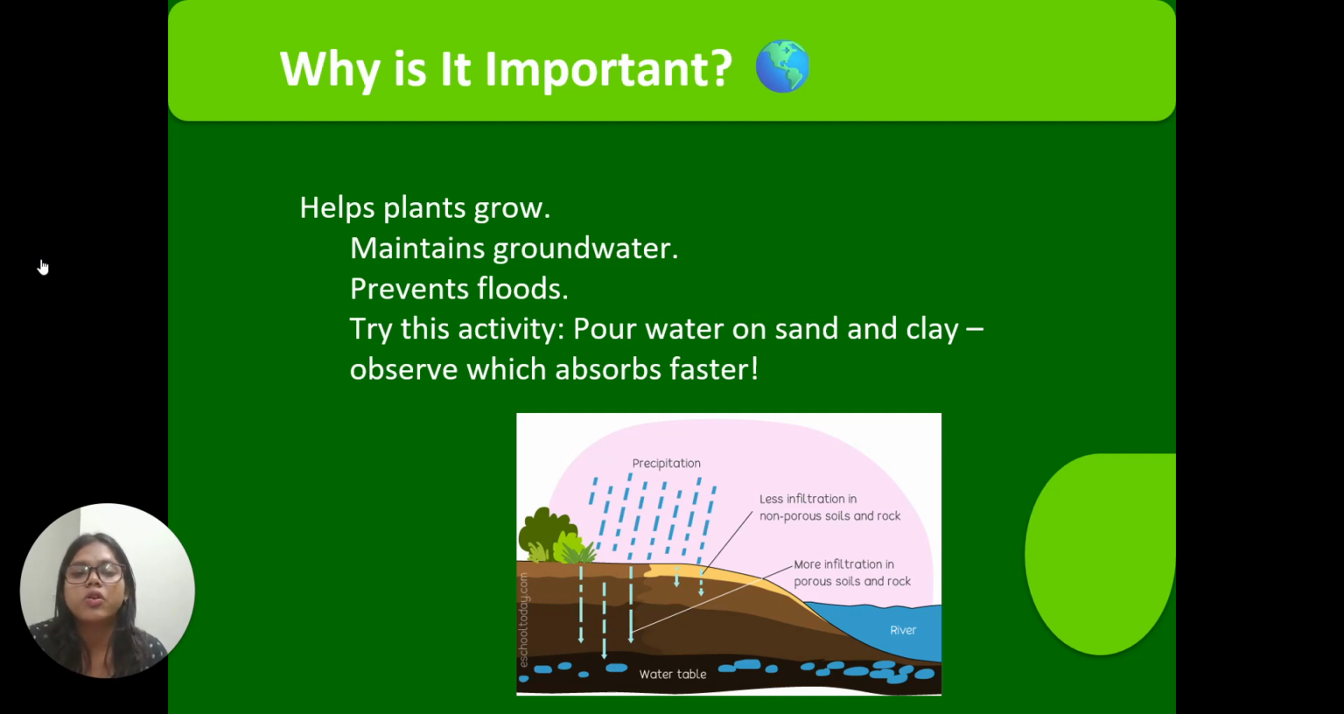You can even try a small activity at home. Take sand and clay in two containers. Pour water on both and observe which one absorbs water faster. You'll clearly see the difference in infiltration rate.